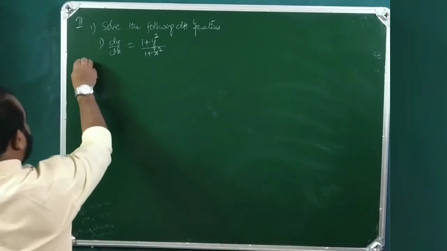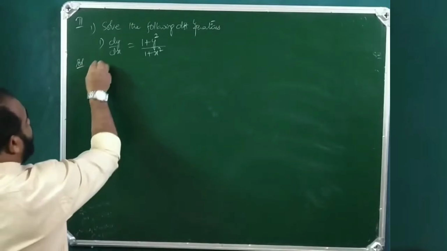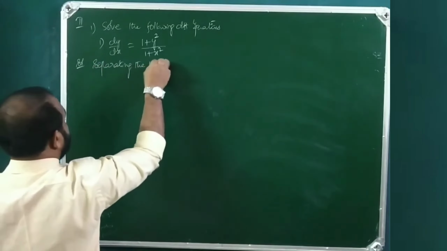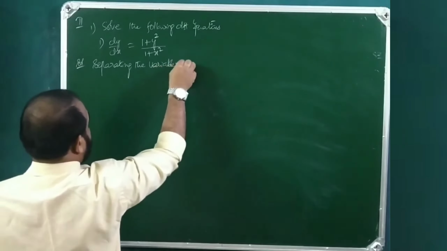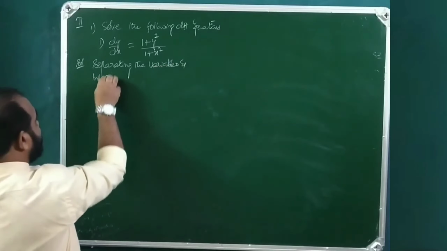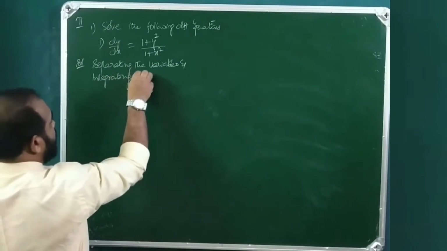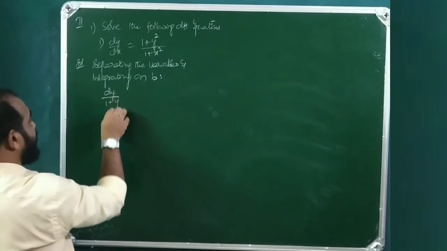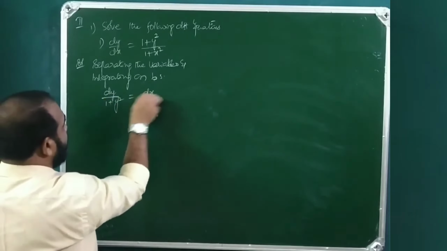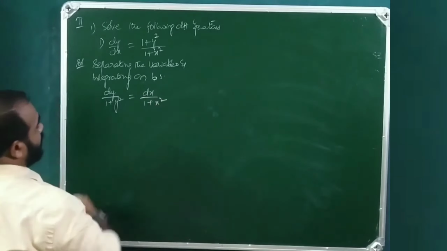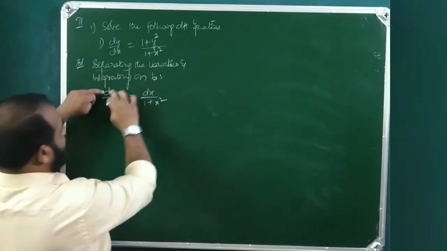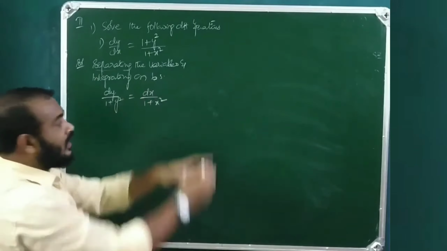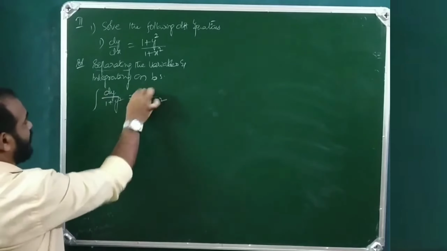Now separating the variables and integrating on both sides. Then this is dy by 1 plus y square equals dx by 1 plus x square. We have separated the variables, y on one side, x on the other side, and we integrate on both sides.